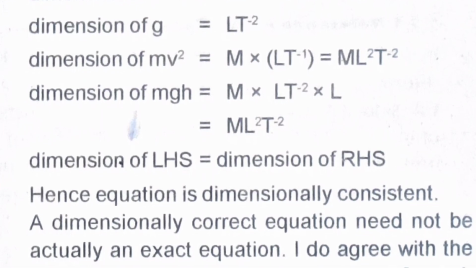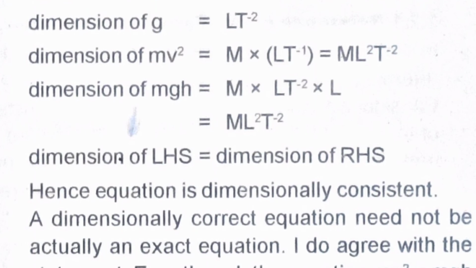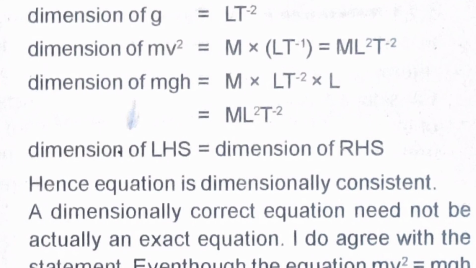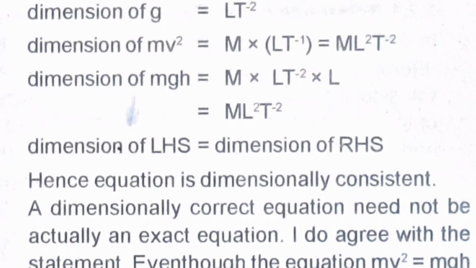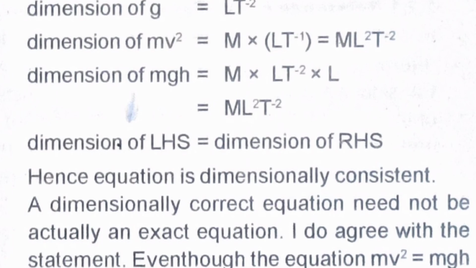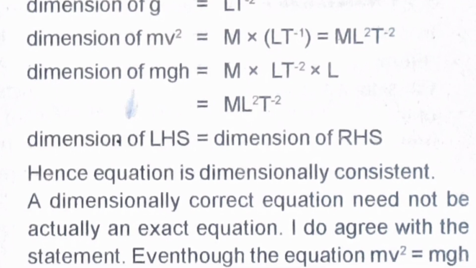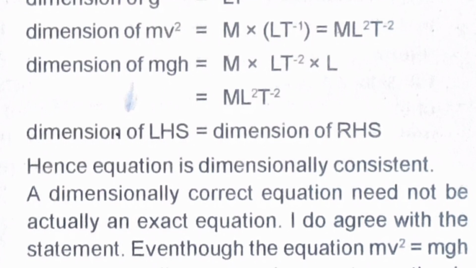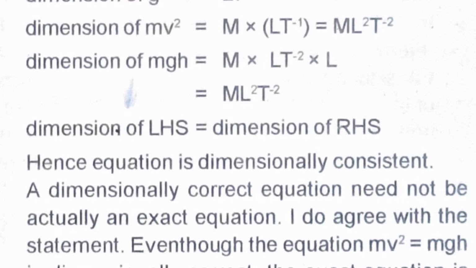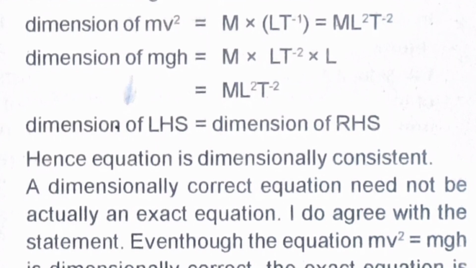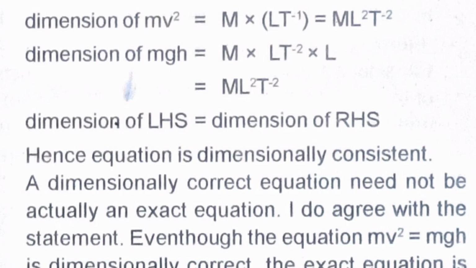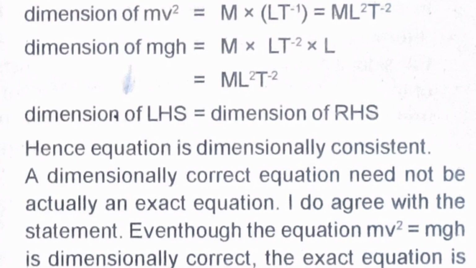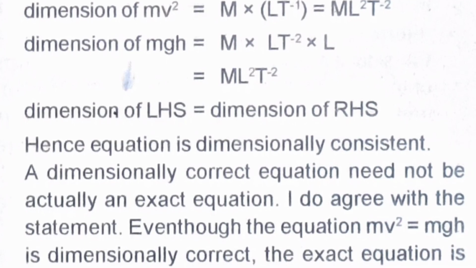Now can we substitute the dimensions in mv square? We have the dimension of m as M and v as LT raised to minus 1, and the whole square we have to find, right? So the dimension of mv square will be M L square T raised to minus 2. And what about mgh? The dimension of m is M, g is LT raised to minus 2 and h is L. So that will again be M L square T raised to minus 2.